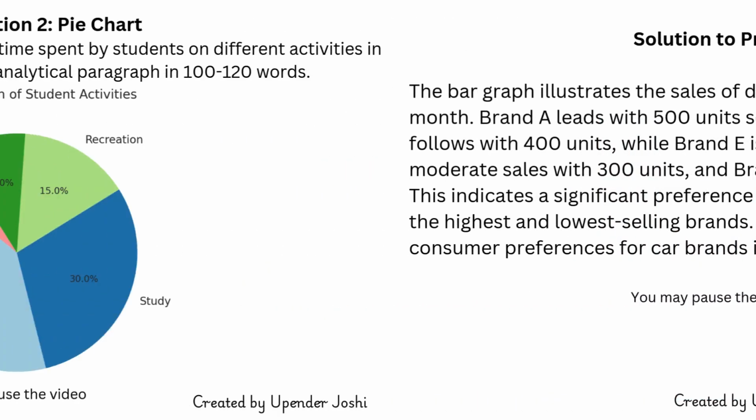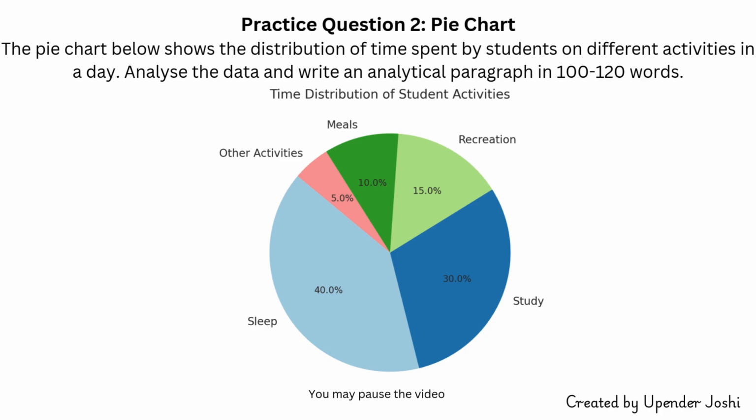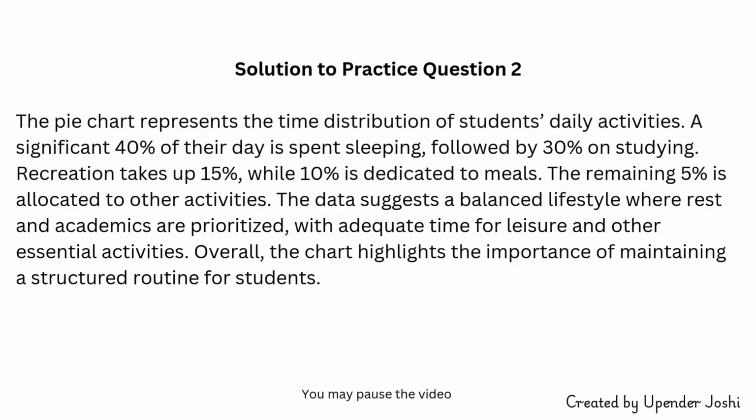Here's another practice question. The pie chart below shows the distribution of time spent by students on different activities in a day. Analyze the data and write an analytical paragraph in 100 to 120 words. Pause the video and try writing your answer. You should take maximum 10 minutes to write the task. As you resume the video, you will find its solution.